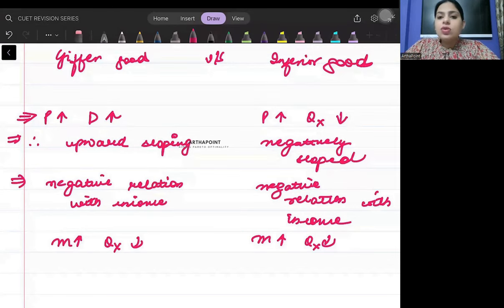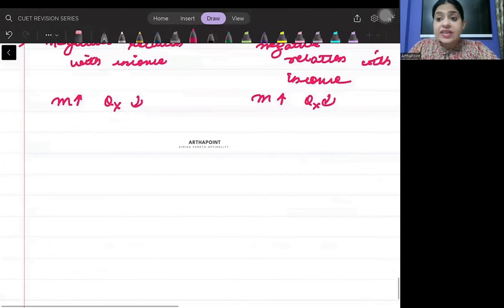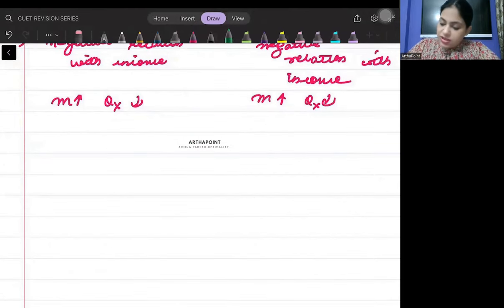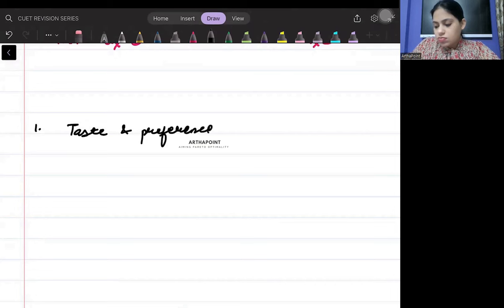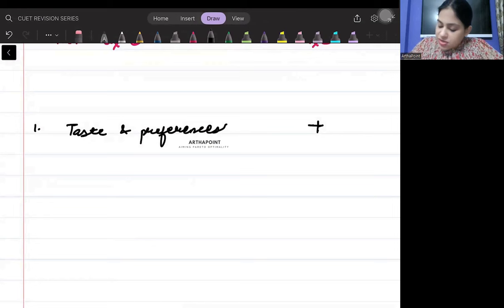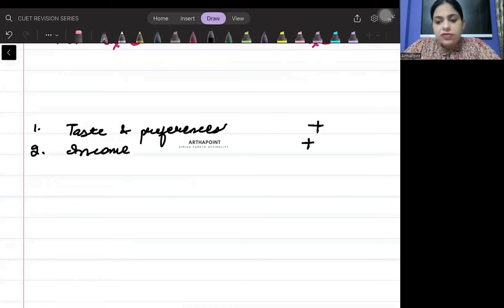Okay. Now, let us talk about the factors that affect the demand. Factor number one is taste and preferences. In taste and preferences, the relationship with demand is positive. मतलब अगर taste बढ़ेगा एक good के लिए तो आप उसकी demand बढ़ाओगे ना. So in taste and preference, the relation with demand is positive. Second is income. With income, the relation is positive. As income increases, the demand will increase.